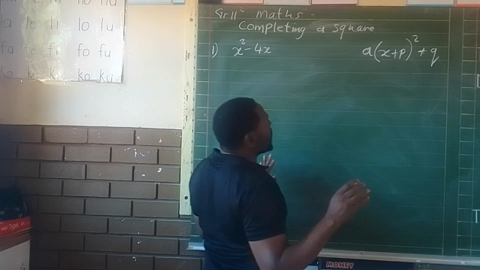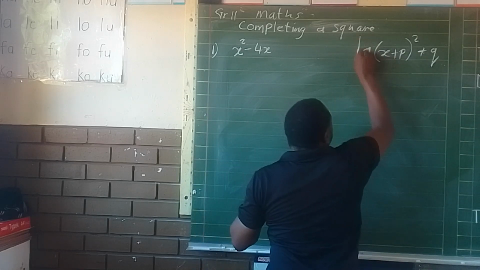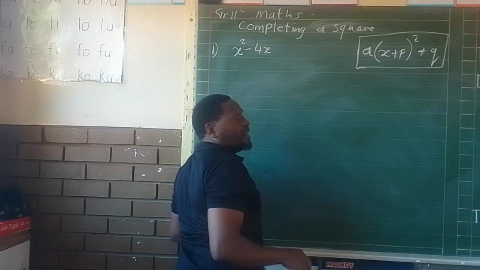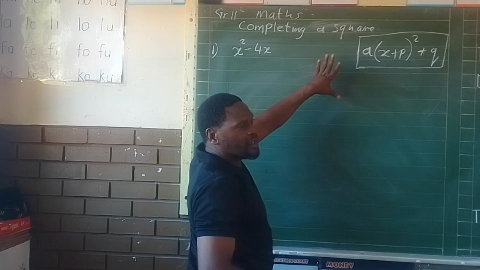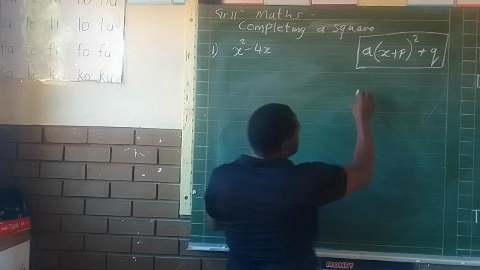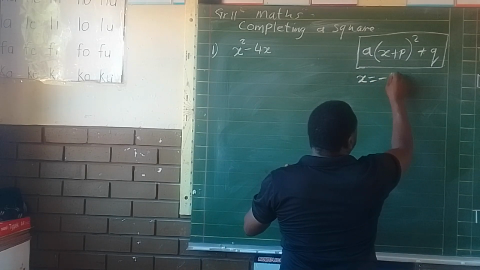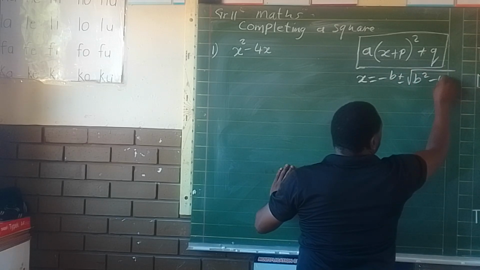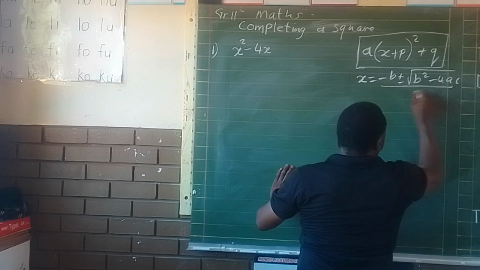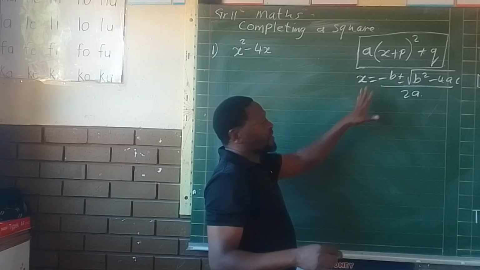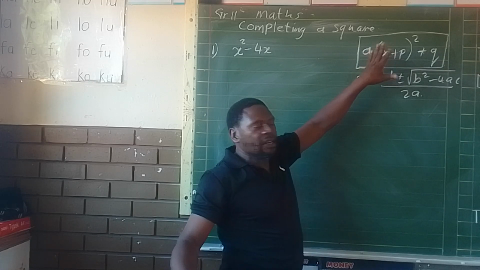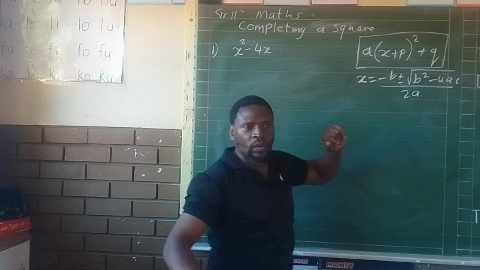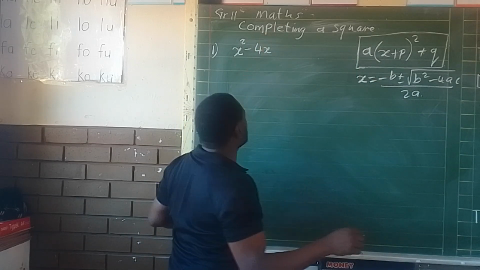When you complete the square, you are going to get that equation, and you are going to get x equals minus b plus or minus the square root of b squared minus 4ac all over 2a. We are going to do this in the next video, but we're starting here to practice how to complete a square given an expression.